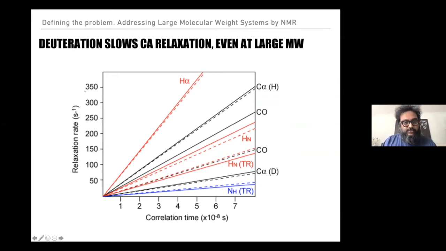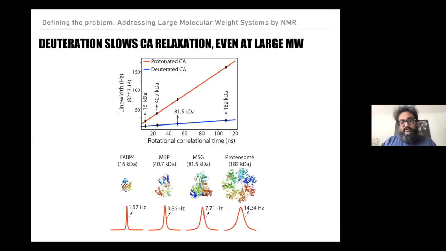So here I show you the relaxation rate on the y-axis with the molecular correlation time, or the molecular weight of the system, on the x-axis. And here you can see that, let me turn on my pointer. Here you can see the C alpha when it's protonated, as compared to when it's deuterated. When it's deuterated, the C alpha relaxes extremely slowly. It actually even relaxes slower than the TROSY component of your amide proton. So we thought we'd leverage the slow relaxing C alpha to mitigate some of the problems of degeneracy.